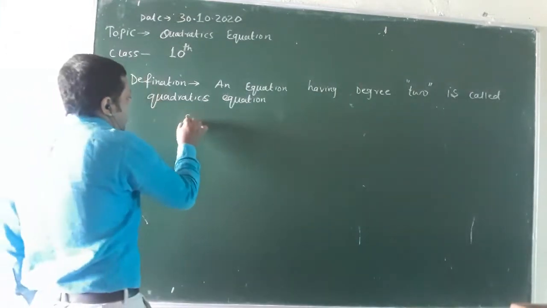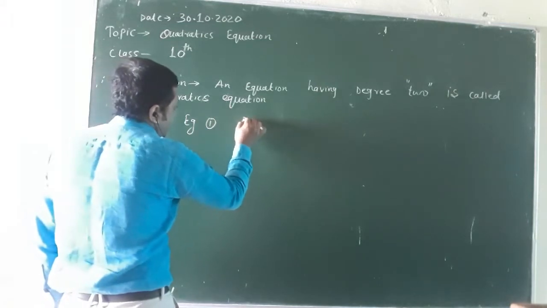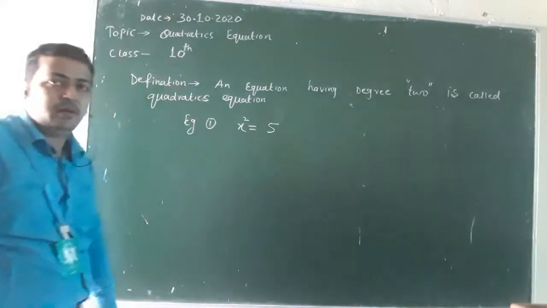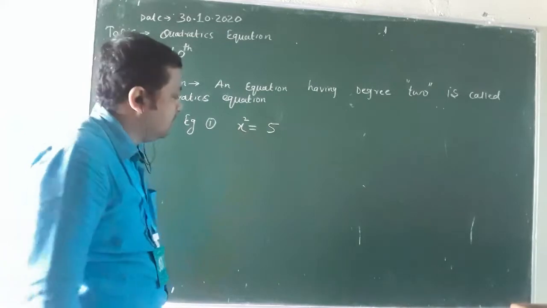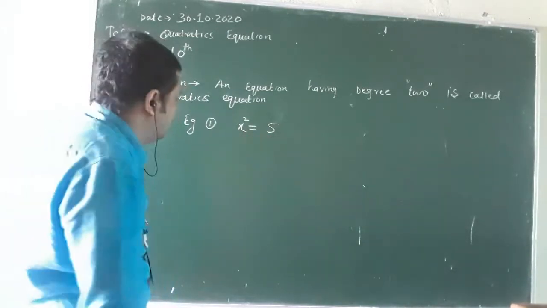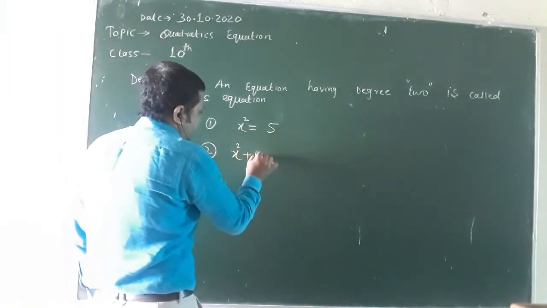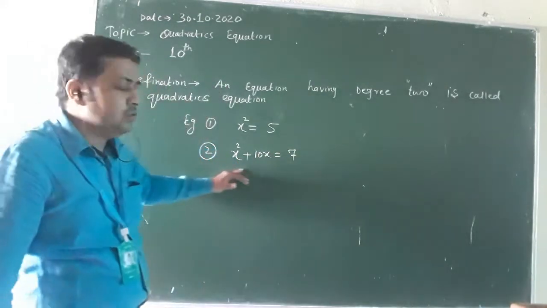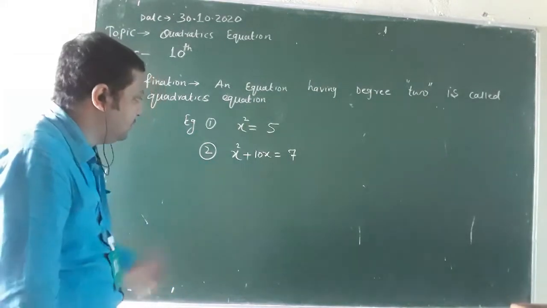As per the definition, I am giving the example, that is x square is equal to 5. This is a quadratic equation in which the highest power of the variable is 2, so the degree of the equation is 2, and this is a quadratic equation. Second will be x square plus 10x is equal to 7. Here also the degree of the equation is 2, and this is a quadratic equation of variable x.